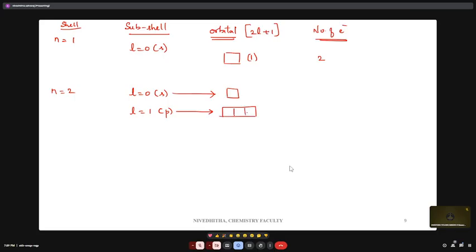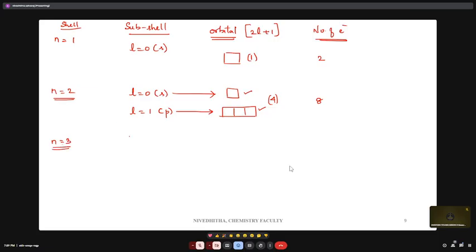Very good. So totally in the second shell, how many orbitals are there? 1 plus 3, totally it is 4. So totally I have 4 orbitals. So I can accommodate a maximum of 8 electrons in the second shell. That's it. Now, we'll calculate for the third shell manually again.